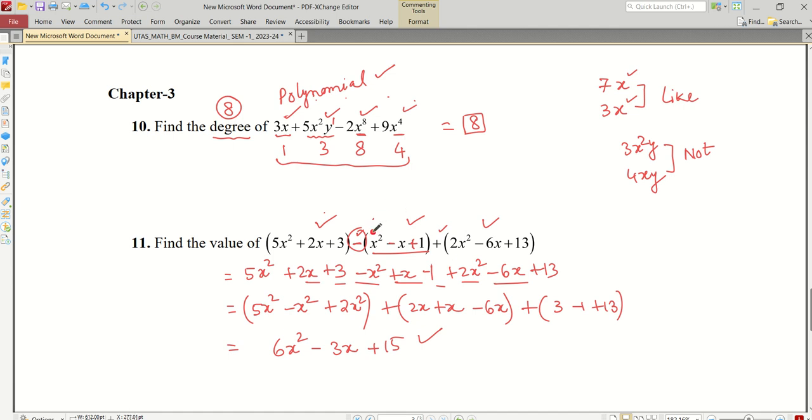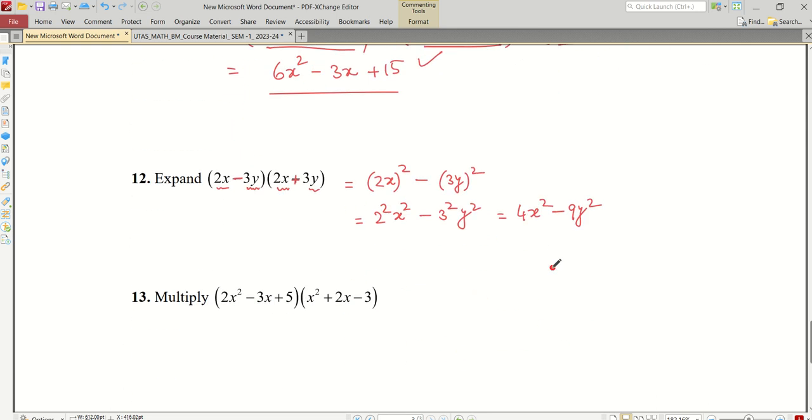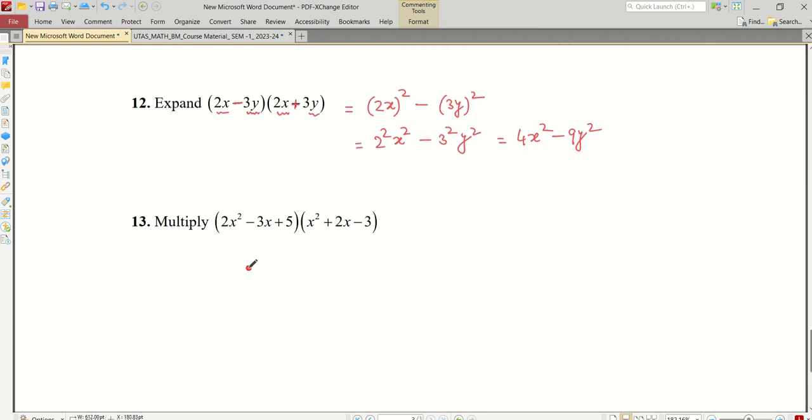Change the sign here. This will be negative, this will be positive, this will be negative, like this. And then like terms you need to bring together. See, x power 2 type of terms, x type of terms, then constant term, no x, and then simplify. So this is a very easy question that you can practice from your course material. Okay, this I have already finished.